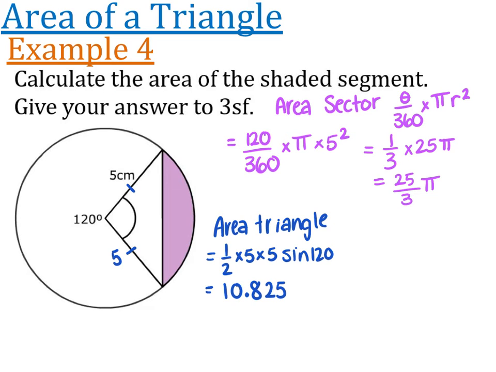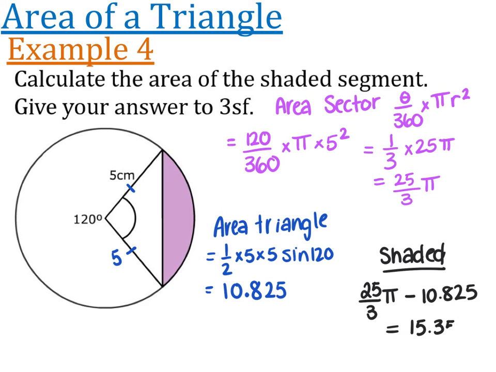So if we want to find just the shaded area, we're going to subtract those two things. So the shaded bit is 25 divided by 3 times pi, which we'll put into a decimal, minus 10.825. 25 over 3 times pi, oops, can't use my calculator, and then minus off 10.825, we get 15.355, and to three significant figures, 15.4 centimeters squared. All right, there is our final answer.